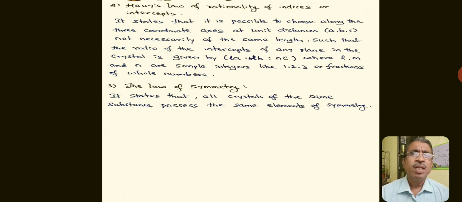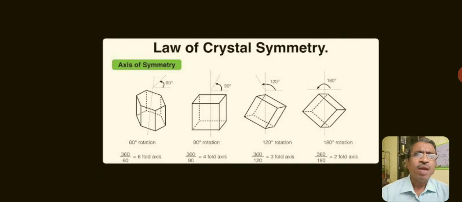Coming to the third one, that is the law of symmetry. It states that all crystals of the same substance possess the same elements of symmetry. So we have studied the elements of symmetry in detail. Now the same thing I want to show with this slide. So here the law of crystal symmetry is shown.